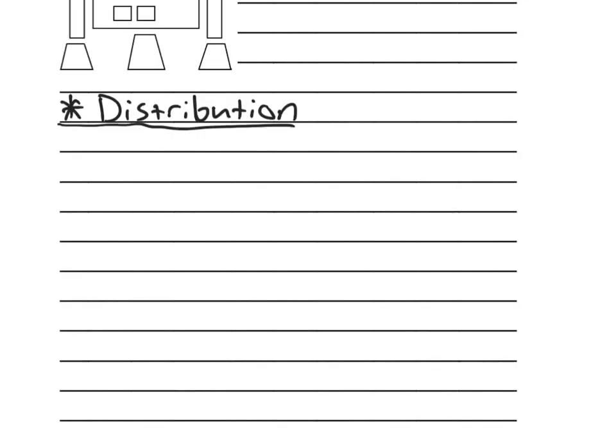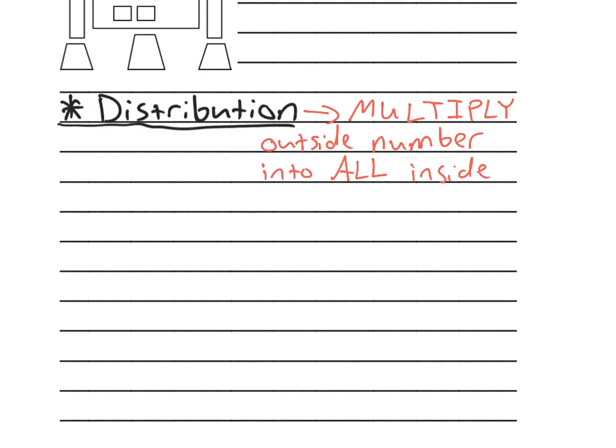All right, when we use distribution property, what basic operation are we using? Are we adding, subtracting, multiplying, dividing? It's multiplying. When we distribute a number, we are multiplying. So when we use distribution property, we are multiplying the outside number into all terms inside the parentheses. All inside terms. Those are the ones that are inside the parentheses.